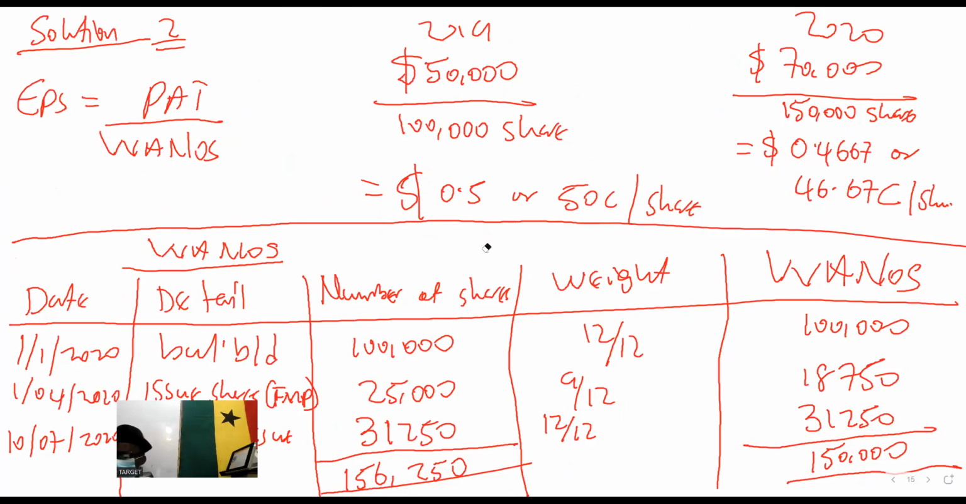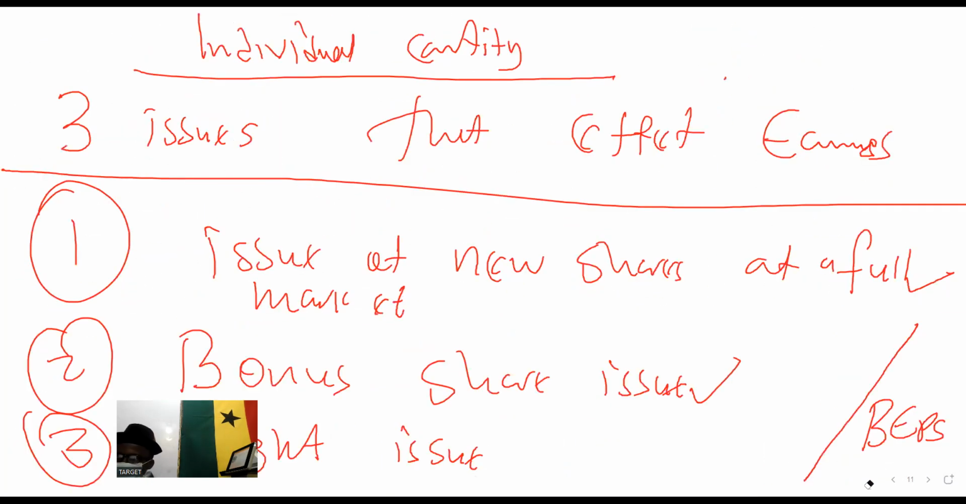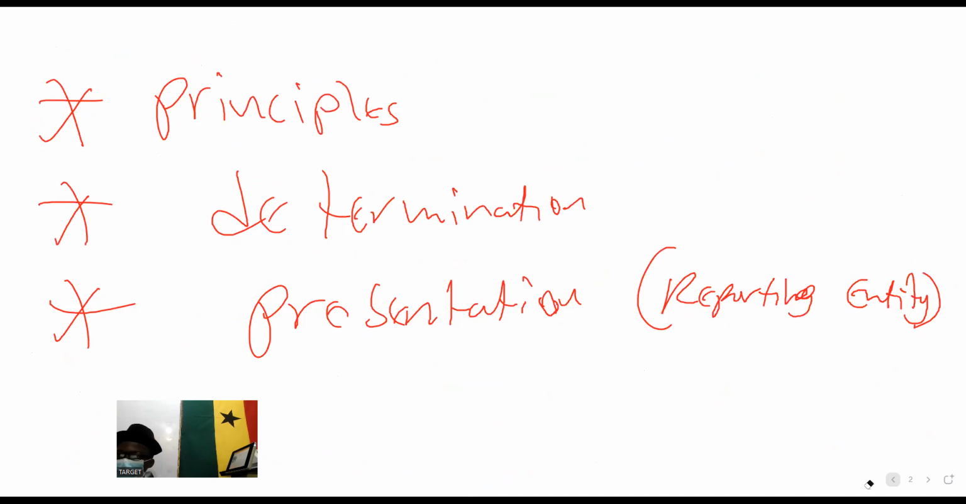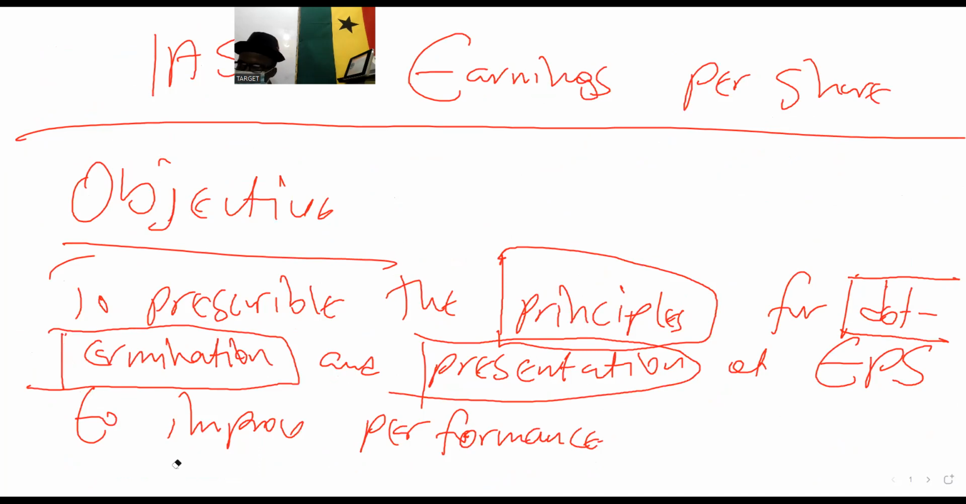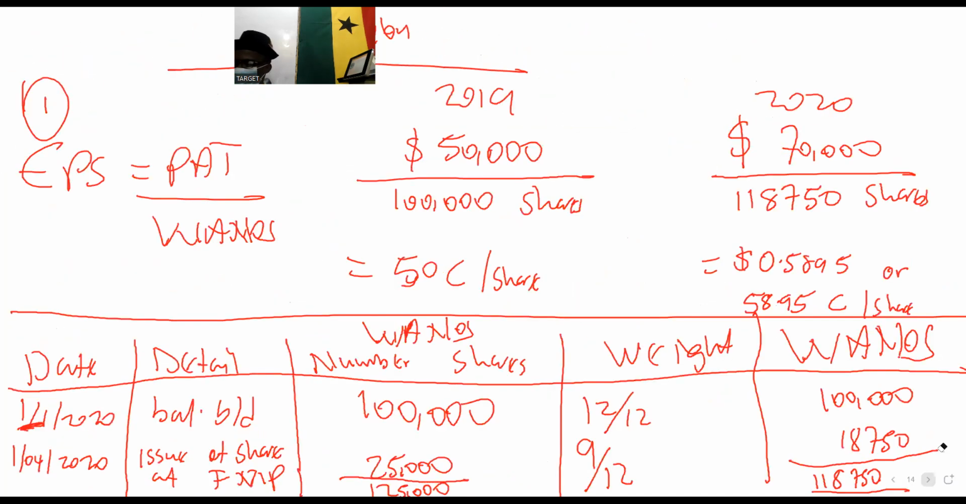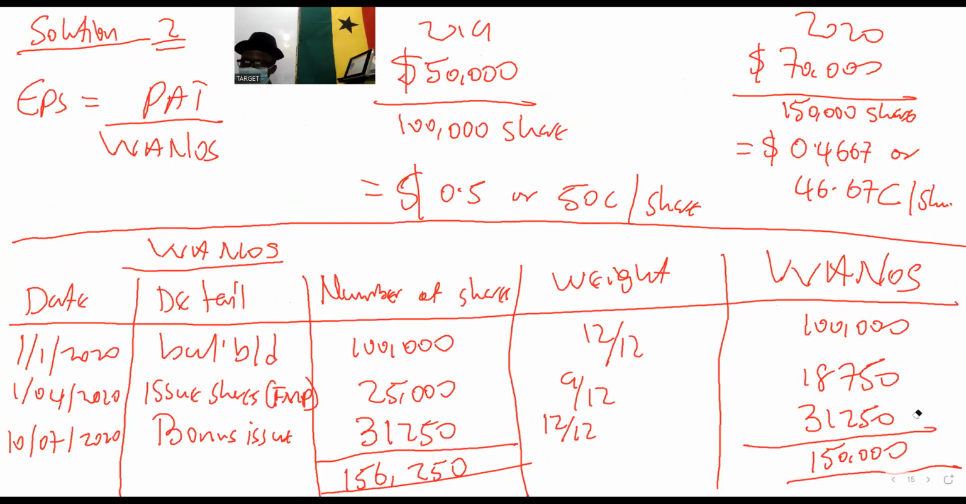Looking at this earnings per share, 2019 and 2020, which year are they doing well? Because we said that the main purpose of earnings per share is to do what? To determine performance. So which year have they performed well? Tell us. Based on this, can you let me hear your comments, please? Which year have they done well? Is it 2020 or 2019?